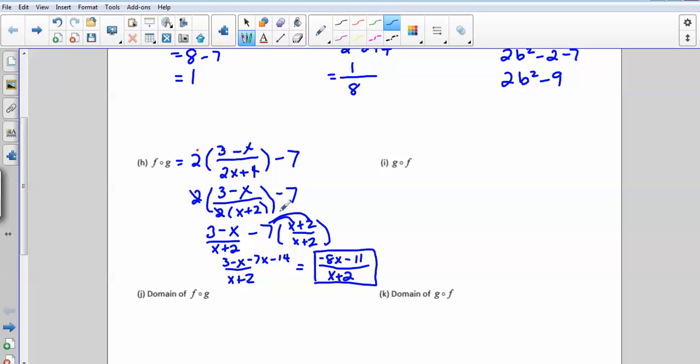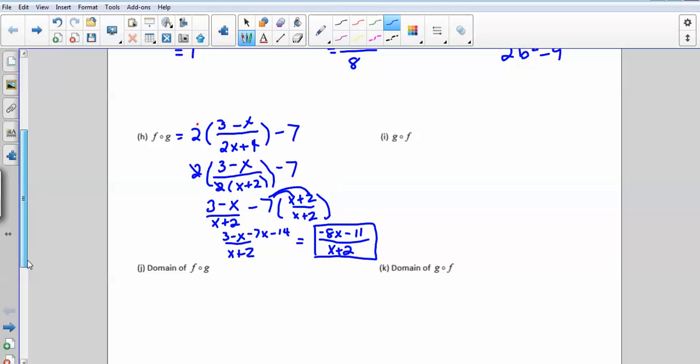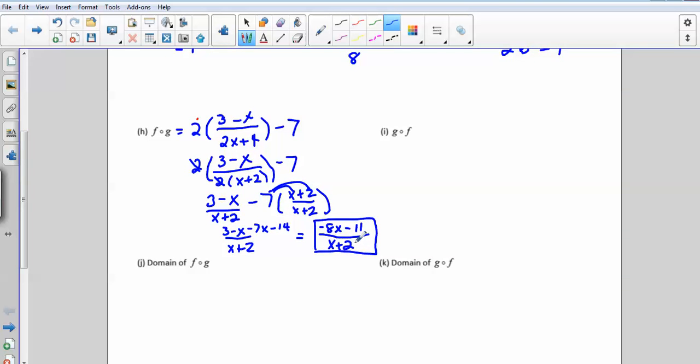Now in my domain, I'm going to have to leave negative 2 out of the domain because that would make this denominator here 0. So I'm going to write x cannot equal negative 2. I also need to look at the domain of the inner function, and my inner function was g. The denominator of g is 2x plus 4. So if I set that also not equal to 0, I again get x does not equal negative 2. So I don't need to write anything more for my domain.